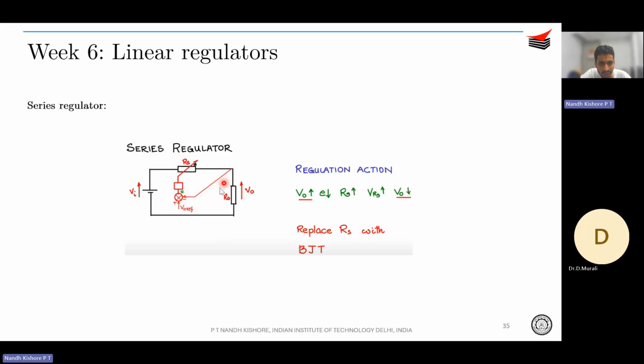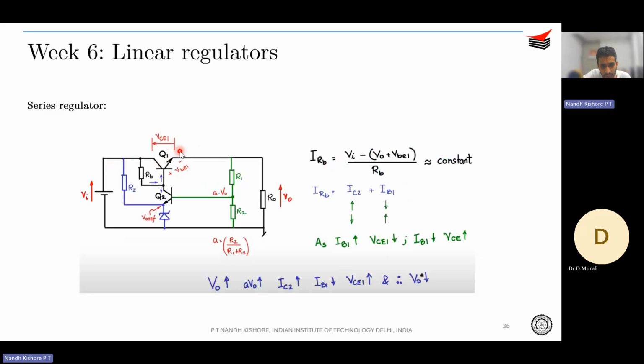That is, if your V naught increases, then the feedback over here, V naught is going to increase. So V naught ref minus V naught is going to decrease. Therefore, your RS can be increased, right? There will be more drop across RS and V naught will be reduced, right? So you understand that RS is kind of a lossy term. It's a lossy resistance. So instead of RS, we can have a BJT and control the VCE drop across the BJT, right? So you can have a BJT over here and control the VCE drop. And if I control the VCE drop, I can control what is V naught, right?